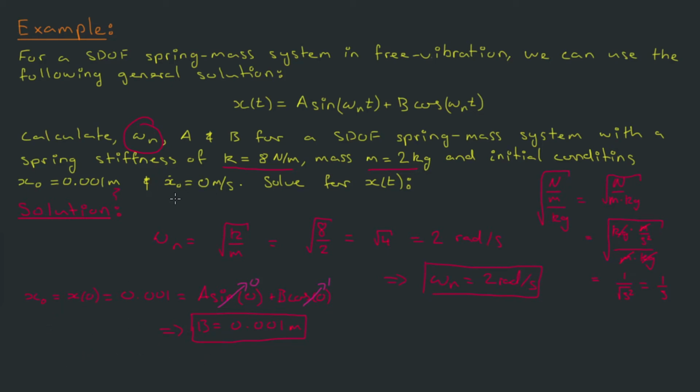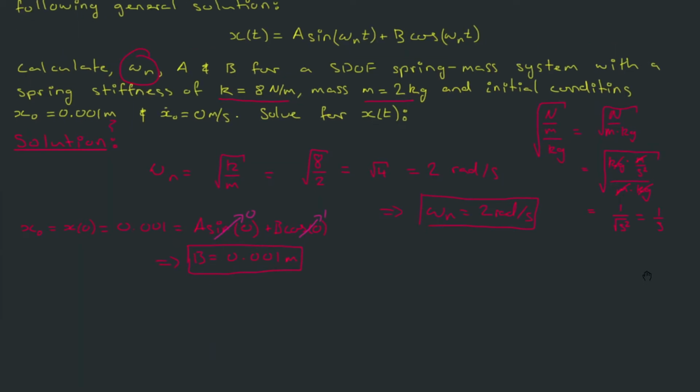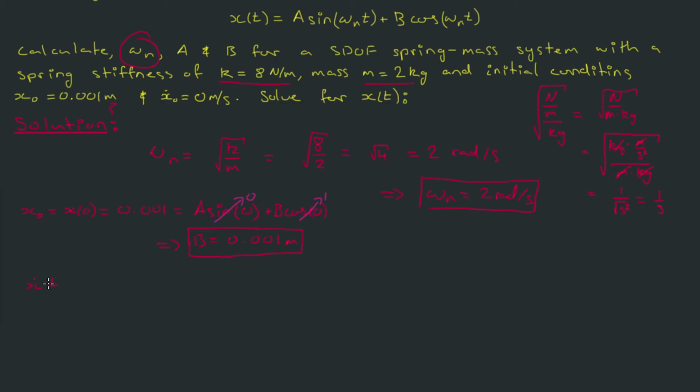Now, we should differentiate this. I'm sure you know that this is going to give our A term 0 from our last videos, but we'll go through the motions anyway. x dot of t is equal to negative A cosine omega n t times omega n plus B sine omega n t times omega n.